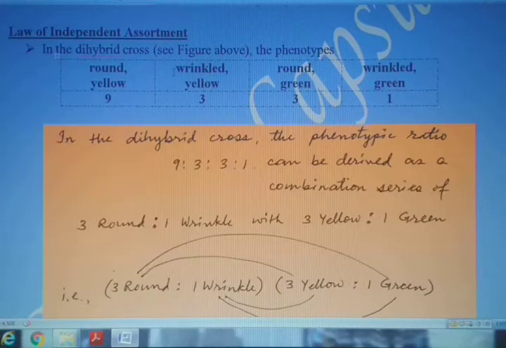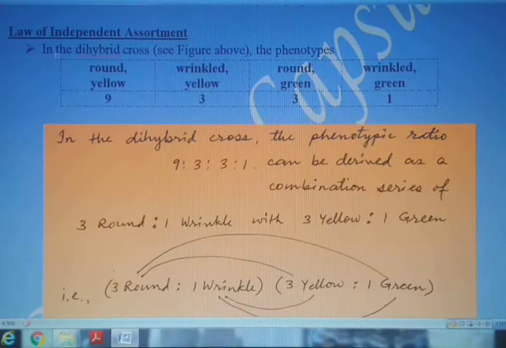Hello everyone. In the earlier video I had discussed inheritance of two genes. Means we had discussed the dihybrid experiment or the dihybrid cross, and the result that we had discussed. Actually, what was the dihybrid experiment?